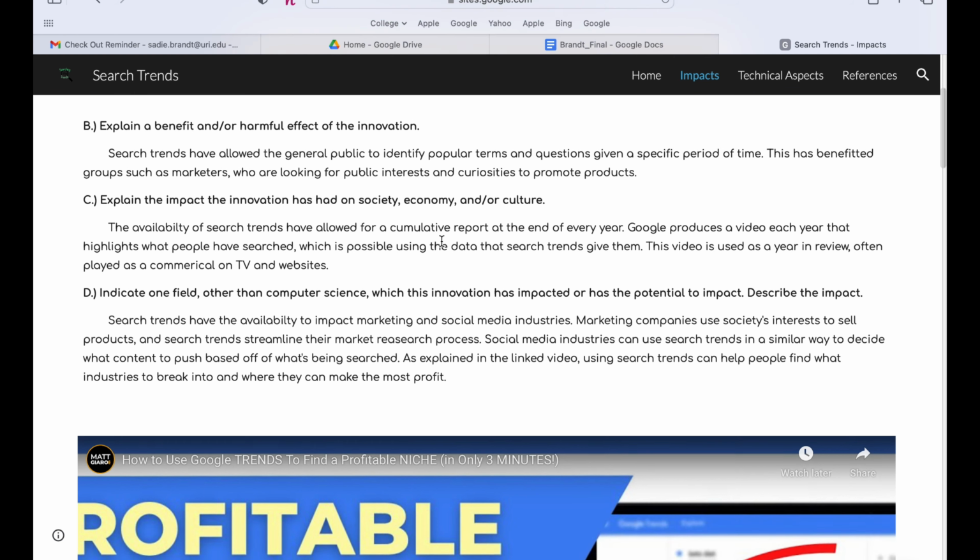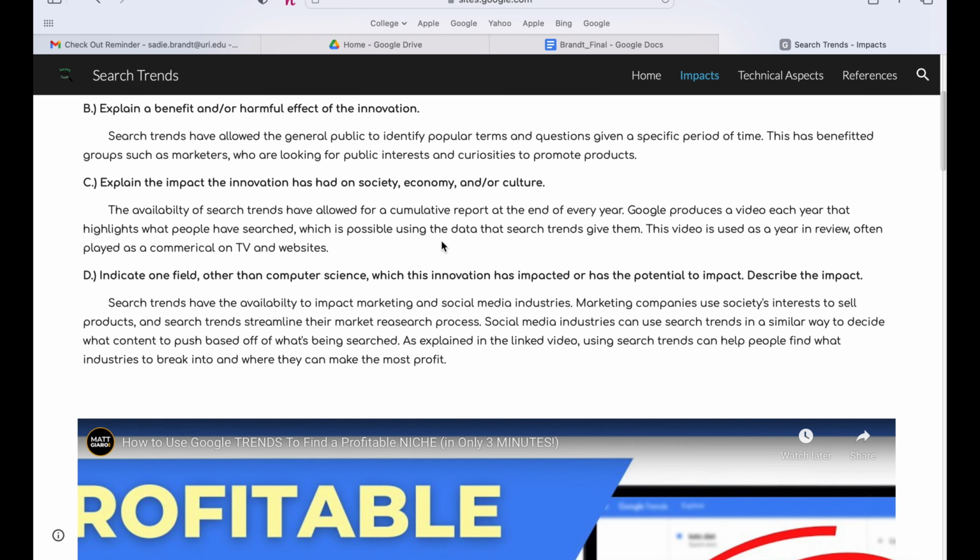Explaining the impact on society, economy, or culture. Some of you may remember at the end of the year, Google produces a year-end search video that uses Google's trends to essentially wrap up what the year has looked like for us in society and as a culture. And that is honestly a big part of the end of the year for me, and I think a lot of other people, just seeing in review what has been a big part of our lives.